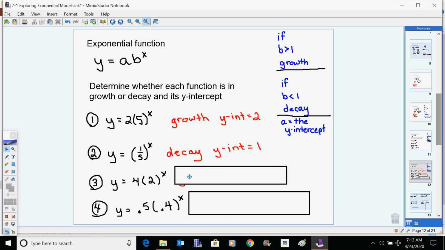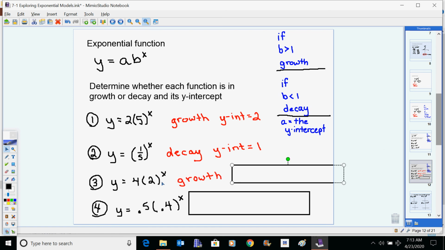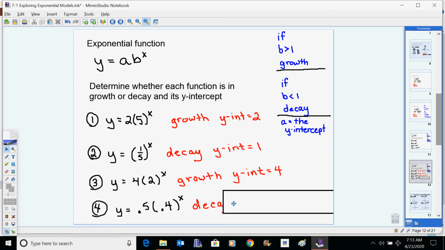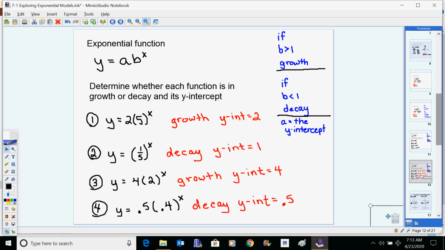This one, greater than 1, makes it a growth function. This being a 4 means that's the y-intercept, so the y-intercept is 4. This one, whether it's decimals or fractions, this number is smaller than 1, which makes it decay, and the y-intercept is 0.5. So just giving you a general idea of what's happening with these functions.